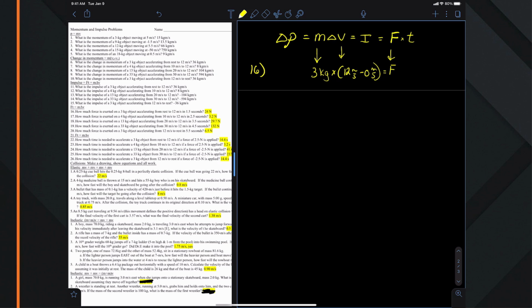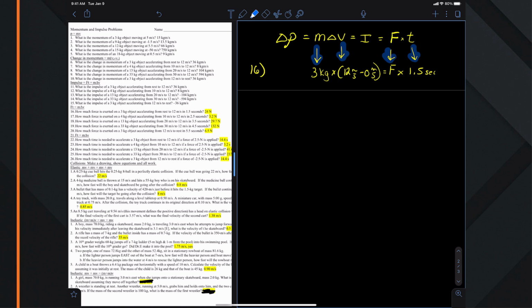And the last part of this, it says from rest to 12 meters per second in a time of 1.5 seconds. So I'm going to put in 1.5 seconds right here. Why? Because that's where the time is at. Now you're going to notice all I did is I matched up units to portions within the formula.